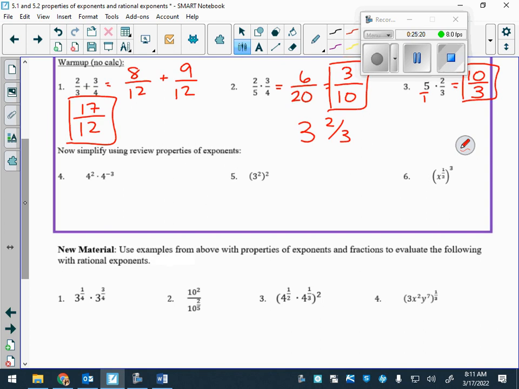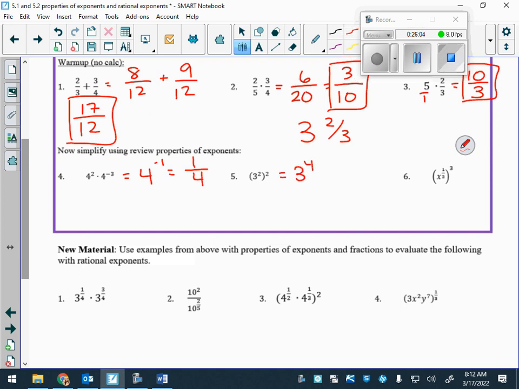So, with that, okay, your properties of fractions is now going to combine with your properties of exponents. So we're going to recall. What do we do in this case? Yeah. Add. What do we get? -1. Can I have a negative exponent? So this becomes 1/4. Number 5, what do I have to do? Multiply. Good. 3 to the 4th.